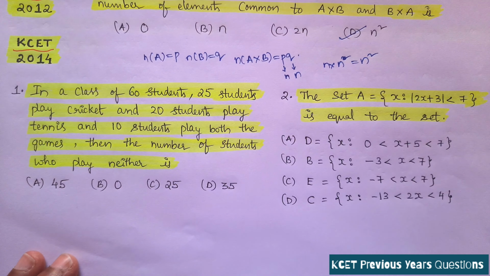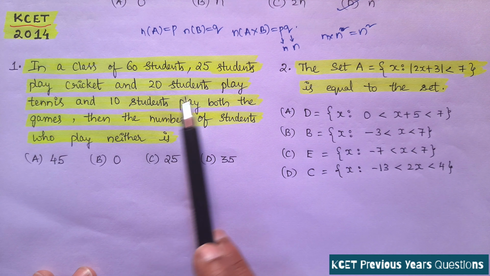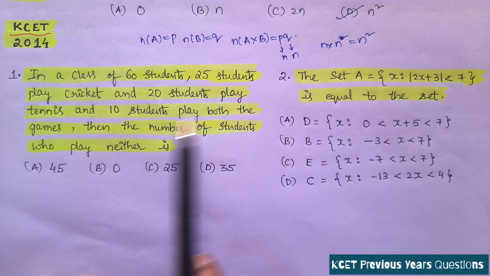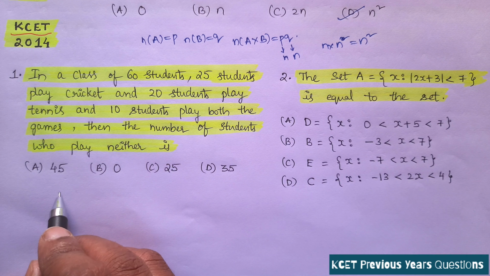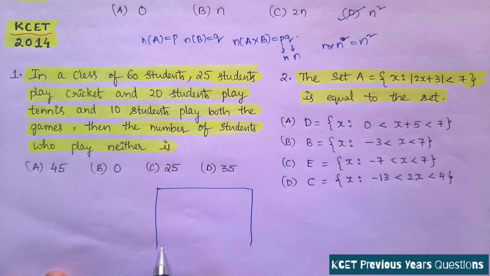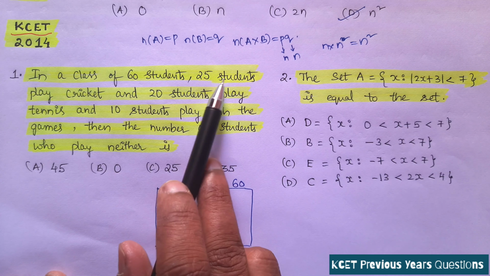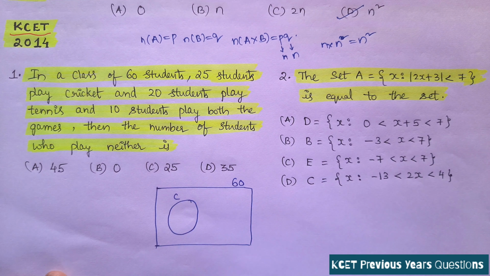Next, this is question number 1 in 2014 regarding sets. In a class of 60 students, 25 students play cricket. Okay, in a class of 60 students, that I will consider as the universal set. You know the universal set we will represent with a triangle, 60. Okay, and they given 25 students play cricket. So the first circle I will consider as cricket.